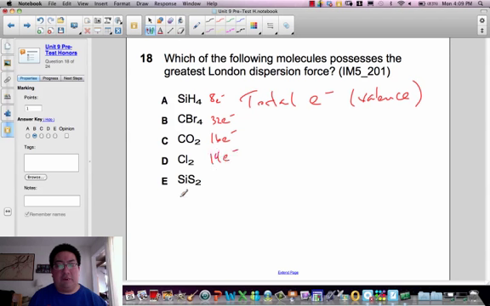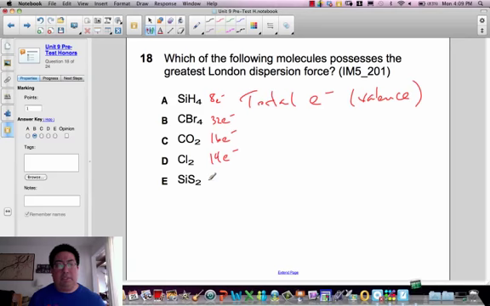And then Si has 4. Each S has 6, so 12 plus 4, whoops, is 16. My earlier presentation just jumped out at me. Okay, so because this one has the greatest total valence electrons, it would have the largest London dispersion force.